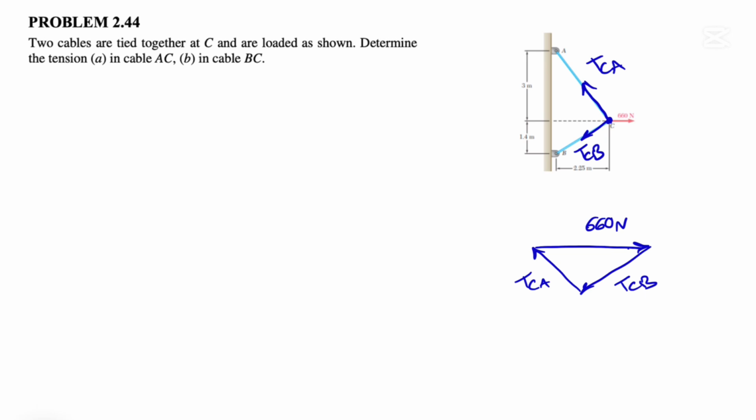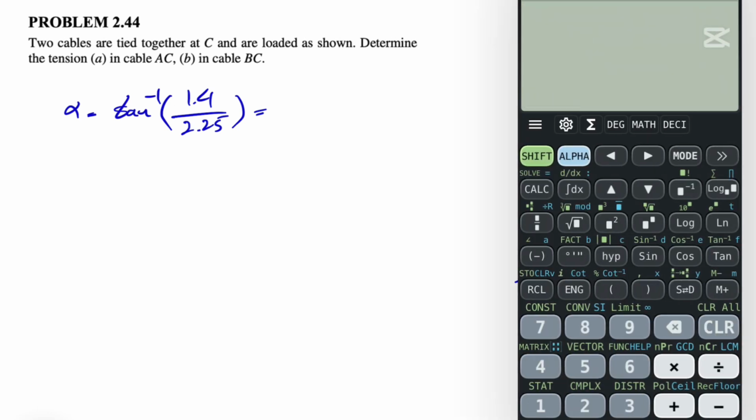Let's call this angle here alpha. So if we look at this right triangle in here, we call this alpha. Alpha would be tangent inverse, the opposite 1.4 over the adjacent, which is 2.25. So we can find the first angle pretty easy. Tangent inverse of 1.4 divided by 2.25. That's going to give us 31.89 degrees.